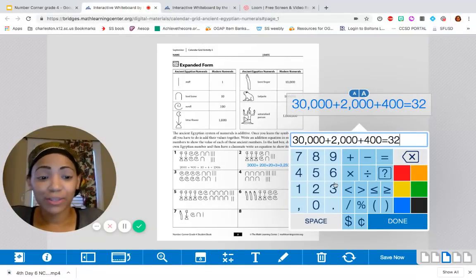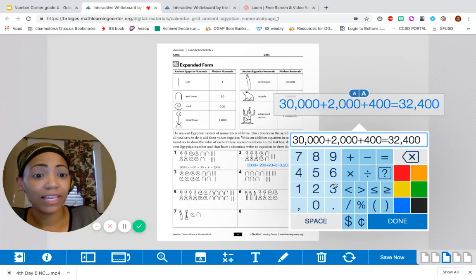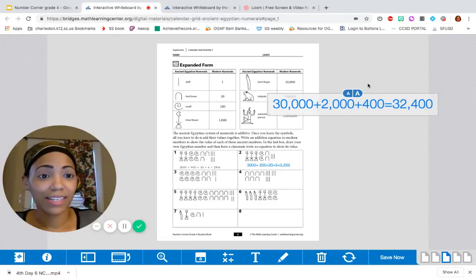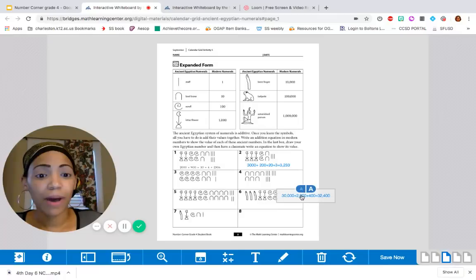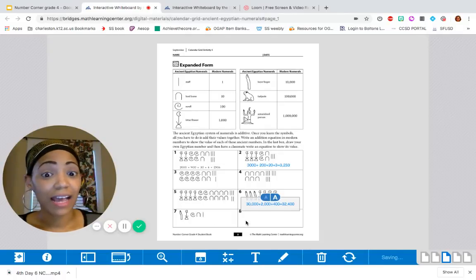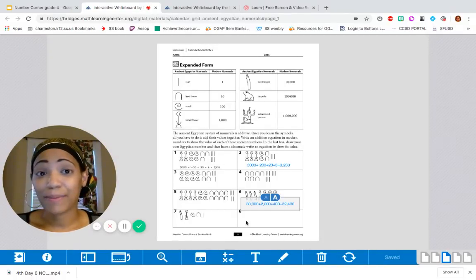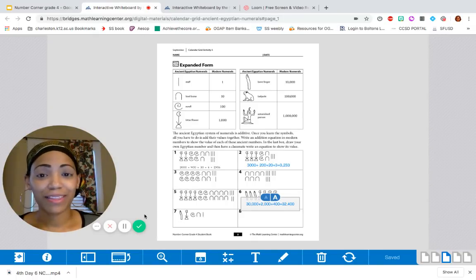Awesome. 32,400. We had no 10s and nothing for our ones place. So you did it. Okay, go ahead and pause this video so that you guys can work through numbers 3, 4, 5, and 7. And if you have time, I would love to hear about, or to even see, maybe you can snap a picture and submit it to your teacher, what Egyptian symbol you came up with. Good luck.